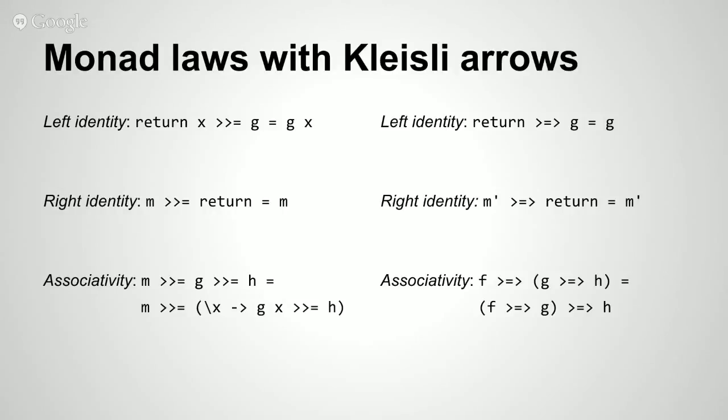And with this, we get much cleaner monad laws. Left identity and right identity are essentially saying that return is the Kleisli arrow, and it's a Kleisli arrow from any type to itself that doesn't do anything. Return Kleisli composition g is just g, and m', which could be anything, Kleisli composition return is m'. And the associativity means that when we have a chain of Kleisli compositions, it doesn't matter the order in which they happen.